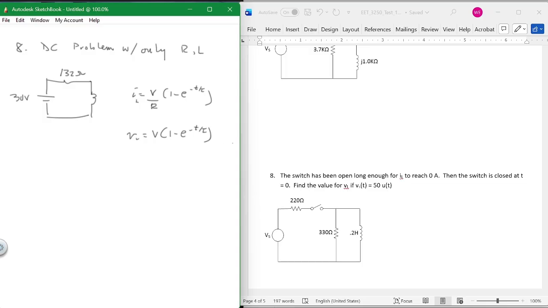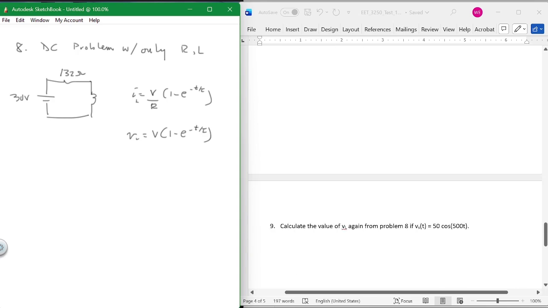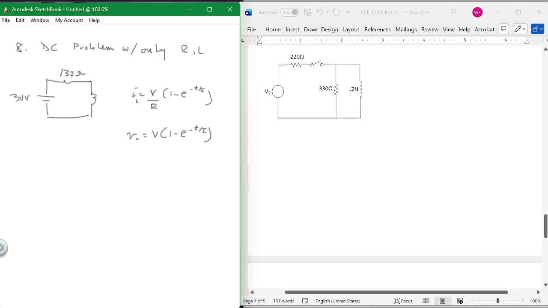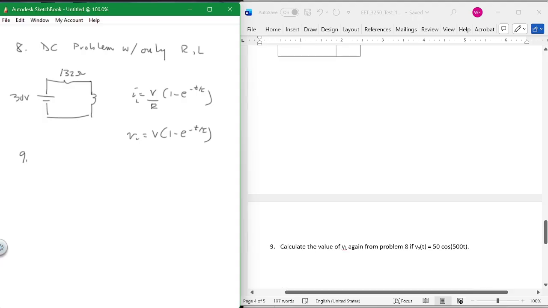Number 9 and number 8 are the same thing, although they're not, because now I switch and ask you for an AC circuit. V source is 50 cosine of 500 t, so 2 pi f is equal to 500. Now we have to go back and find X sub L, and we play the game with AC. It's a very different problem. It comes out to be j100, so X sub L is equal to j100, 2 pi fL.